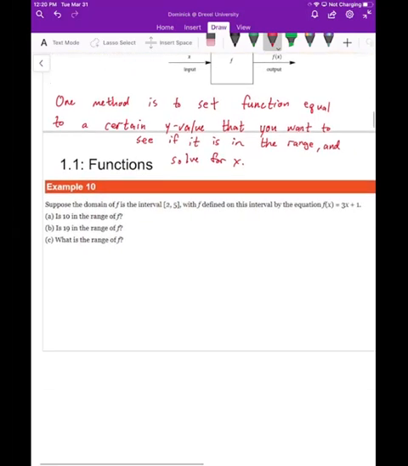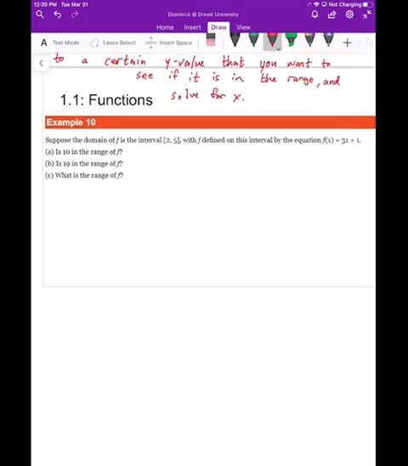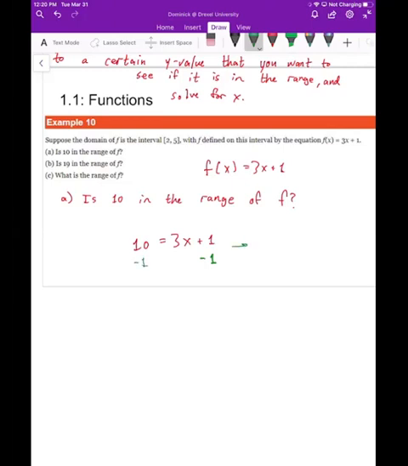So we're supposing that the domain of f is the interval from 2 to 5, with f defined on the interval by 3x plus 1. All right. So in part A, we want to know, is 10 in the range of f? Right? Well, again, f of x is equal to 3x plus 1. So if we set 10 equal to 3x plus 1, what do we get for an x value? Well, we would subtract 1, and then we would get 9 is equal to 3x. And then if we divide both sides by 3, we get x is equal to 3.